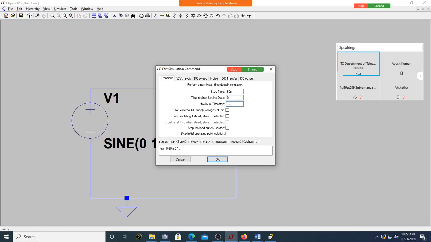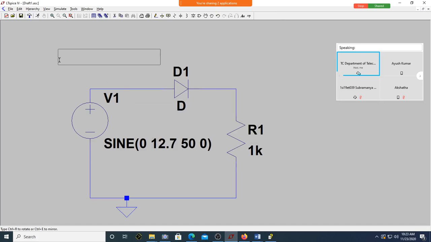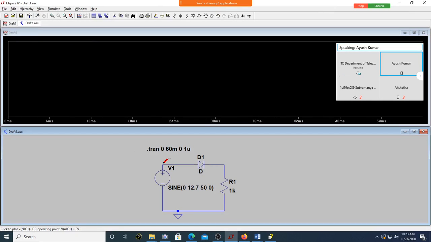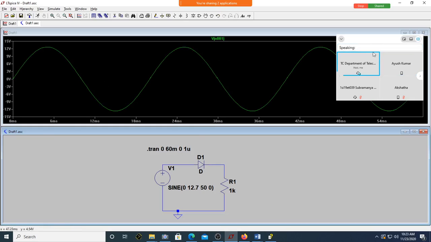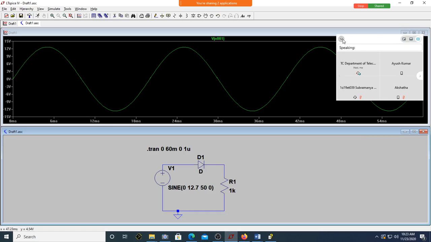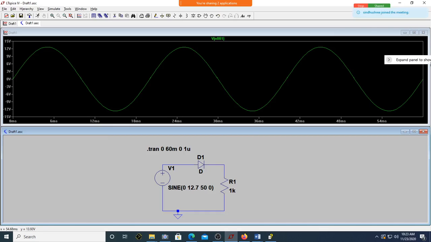We take it as 1 micro. Okay, this is my time, so that I can see 3 cycles with a frequency of 50 hertz. 50 hertz corresponds to 20 millisecond, so 60 millisecond corresponds to 3 cycles. Let me run it now. This is the input waveform, a sine wave, you can see 1, 2, 3 cycles. So I will take out this also. Okay, I hope this is fine, and we will see the output waveform.